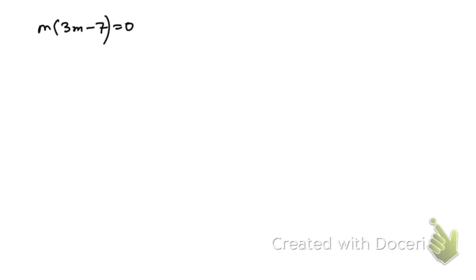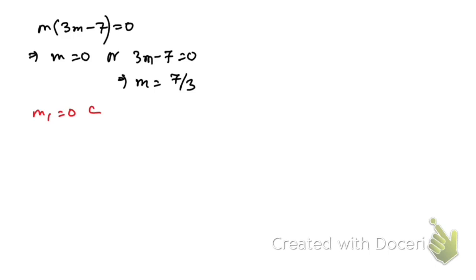So this is the equation. If you solve it, then you're going to have m is equal to 0, or 2m minus 7 is equal to 0, which implies m is equal to 7 by 3. So here we are getting two roots, m1 and m2. m1 is equal to 0 and m2 is equal to 7 by 3, and these two are not equal.